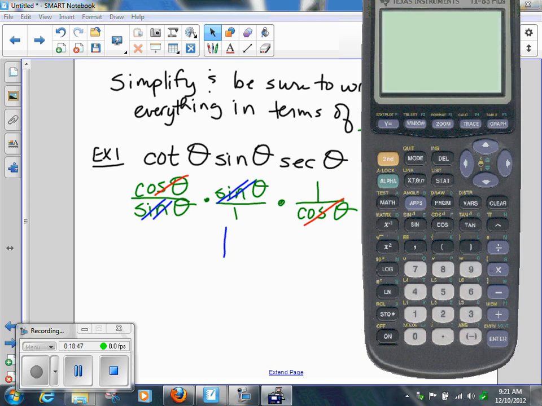So cotangent is the inverse of tangent. No, but x is fine. It's just the name of the angle. I don't know if this will work or not, folks. Secant is inverse cosine.